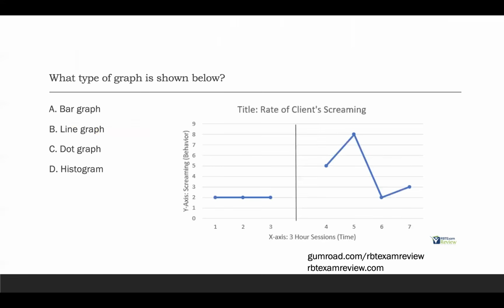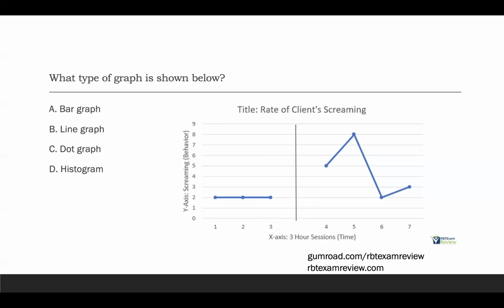And finally, ending on an easy one, I just want to give you a graph question, okay, to make sure you're still working on graphs, and also to show you that graphing questions aren't difficult because you're going to make them very easy on your exam. So if we look at our graph here, we have our title, rate of client screaming. So we're looking at client screaming behavior. Our y-axis features our behavior, right? Our x-axis features passage of time, okay?